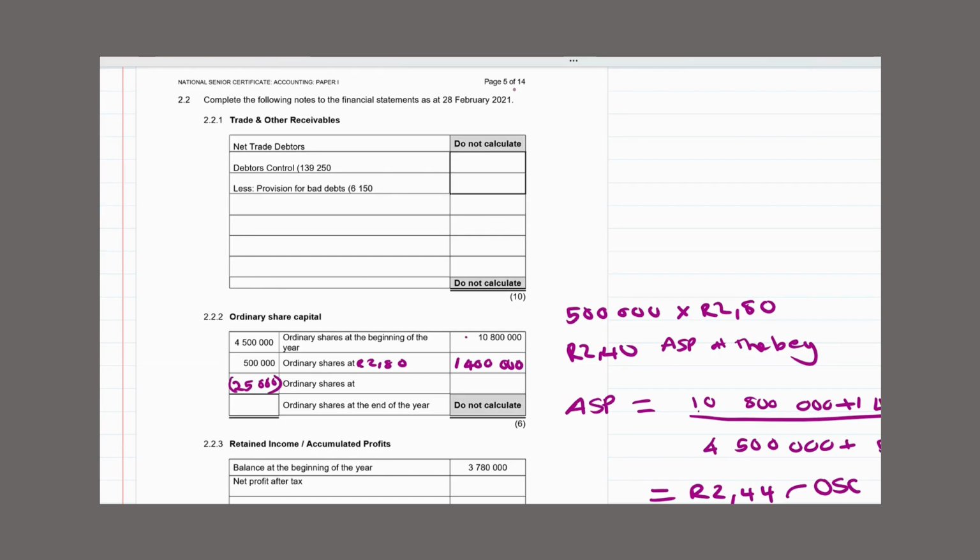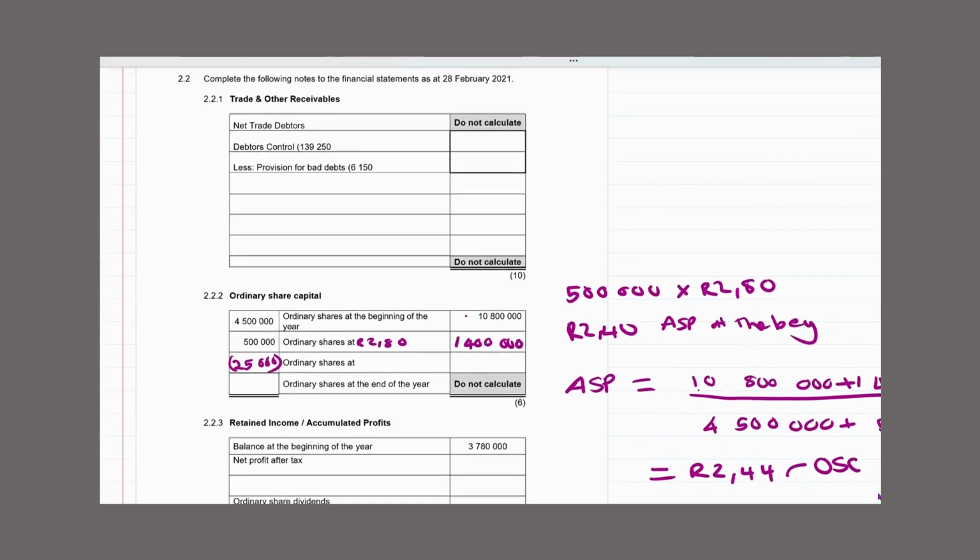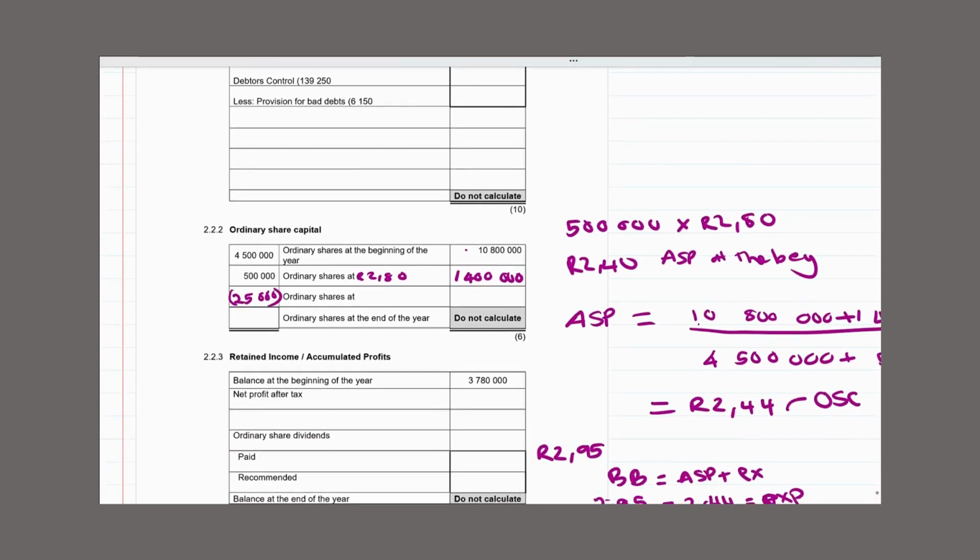So to get our expense, we're just going to say R2.95 minus our average share price, R2.44, and that's going to give us our expense, let's write expense here instead, and that's going to give us 51 cents as our expense, i.e. the amount that's going to go into retained income.